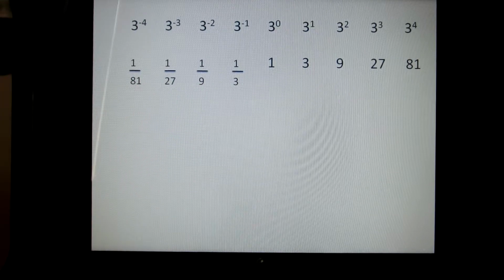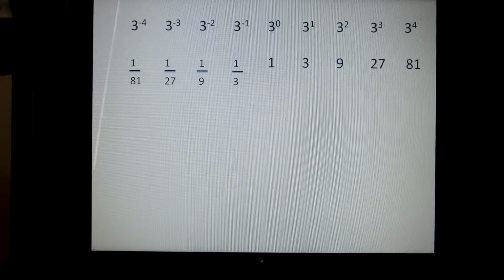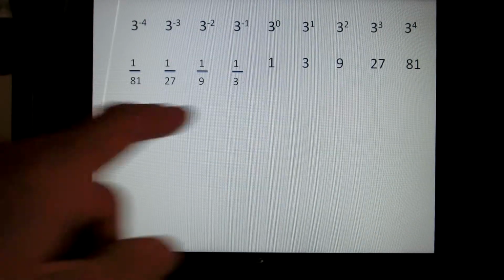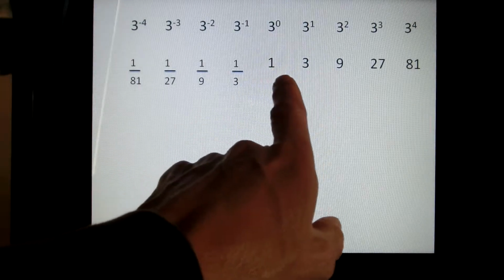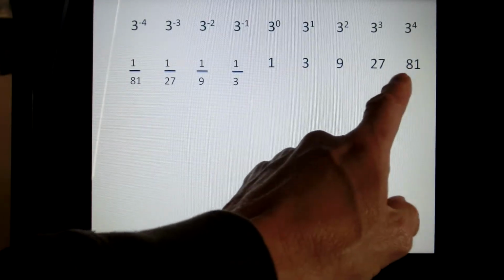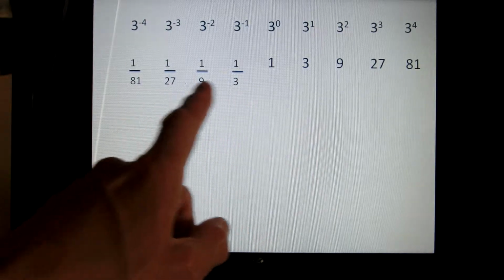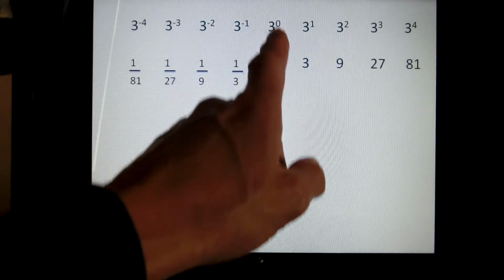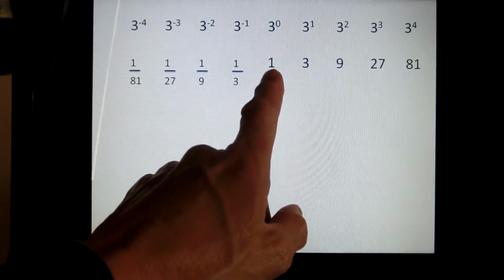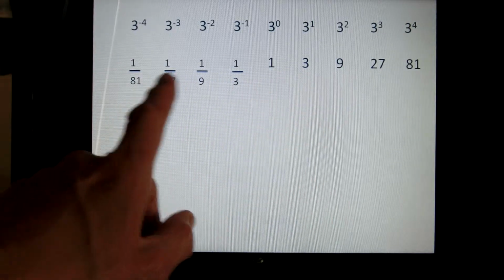So what we've got here is a pattern of numbers that is very different from the multiples of 3. This is the powers of 3, and going up the family, you're timesing by 3 each time. Coming back down the family, you're dividing by 3. The central one is this one here. 3 to the power 0 has to be 1 to fit in with the pattern.